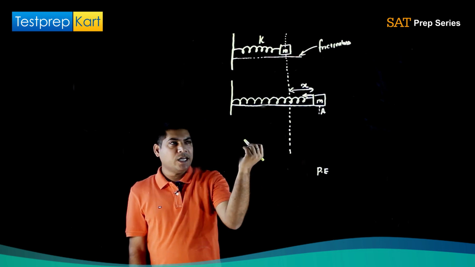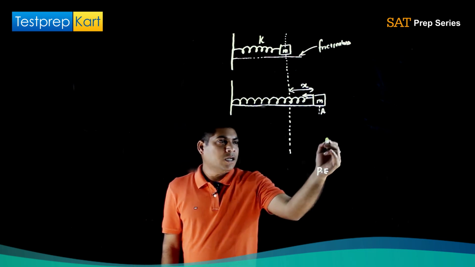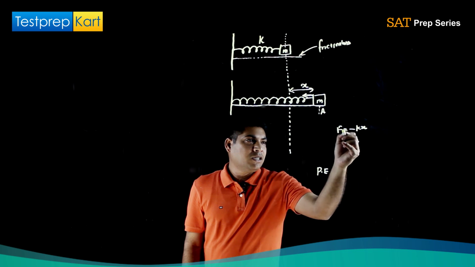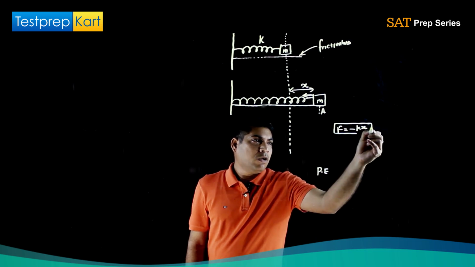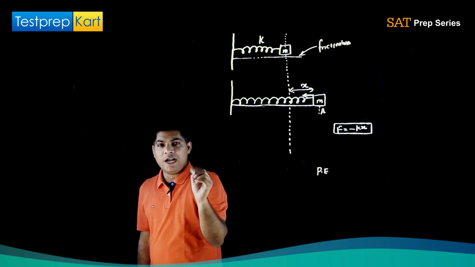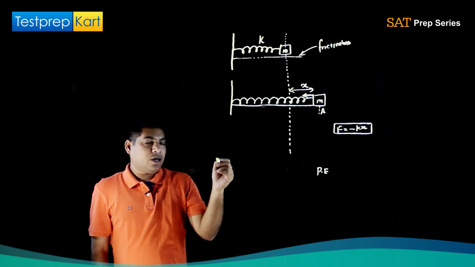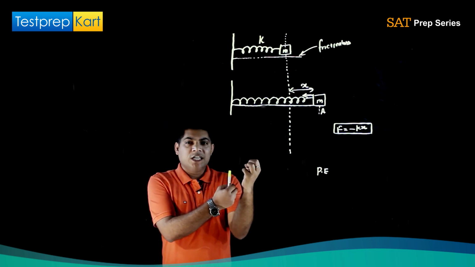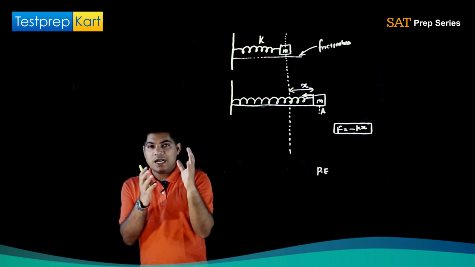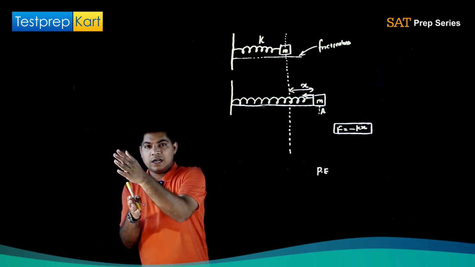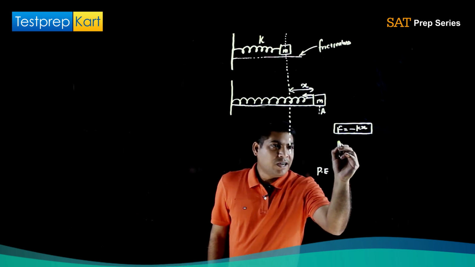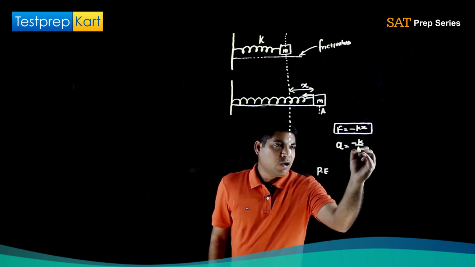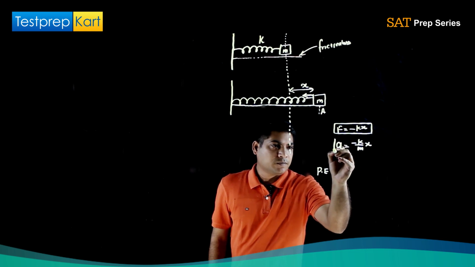We can find out the magnitude of the force working on this object. That magnitude will be minus k into x. This is the well-known Hooke's law, the restoring force applied by a spring on an object. Due to this force, this object will experience an acceleration, directed towards the center. So the acceleration on this object will be minus k over m into x.